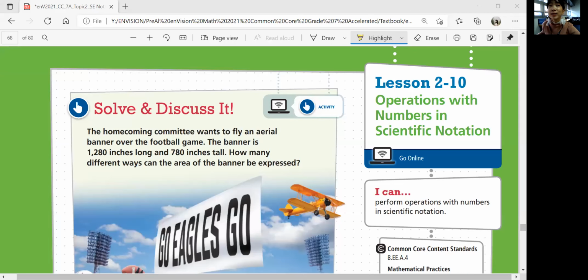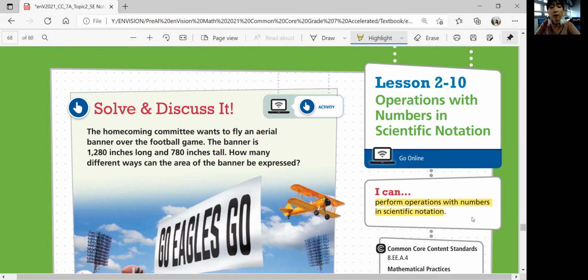Hi everyone, this is Pre-Algebra Lesson 2-10, Operations with Numbers and Scientific Notation. In this last lesson of this topic, we will perform operations with numbers in scientific notation. You will be able to apply number properties to calculations with numbers and scientific notation. As a language objective, you should be able to explain how to perform operations with numbers and scientific notation.